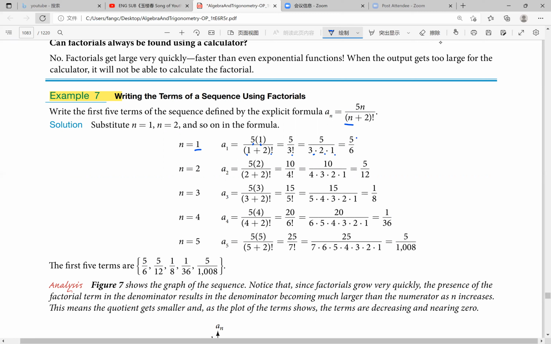So 5 over 6. The second one, n equals 2, still the same. Plug in n equals 2 everywhere. So 5 times 2 over 2 plus 2 factorial is 10 over 4 factorial. So 10 divided by 4 times 3 times 2 times 1 is 5 over 12. Then continue, we can find the first 5 terms.